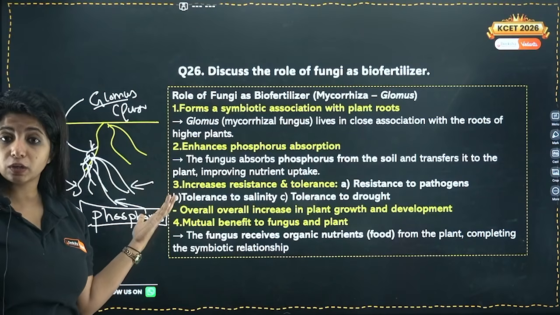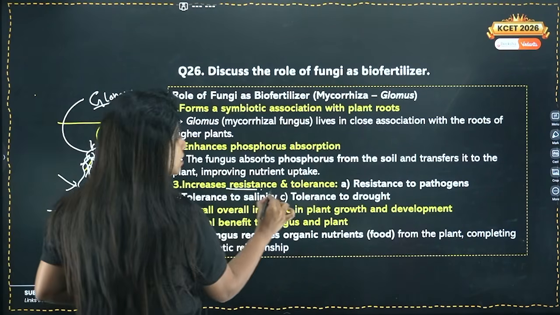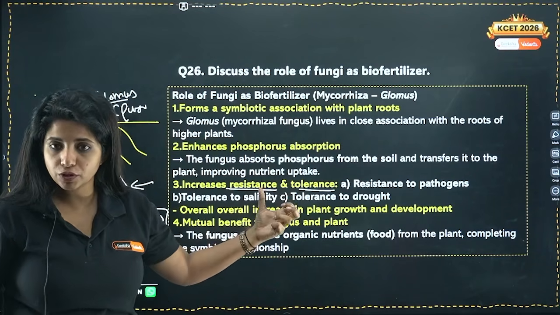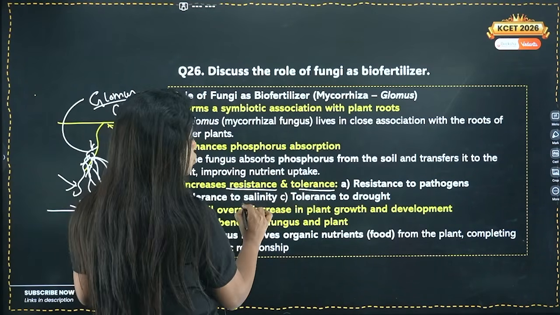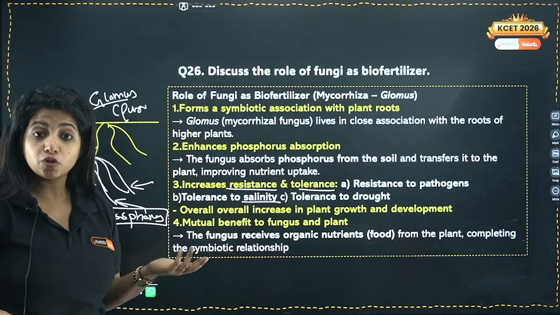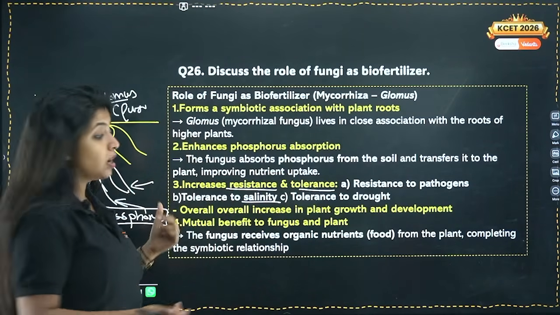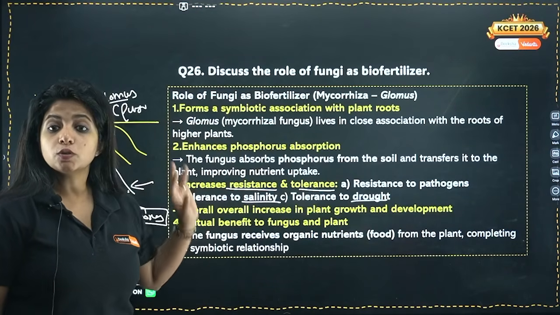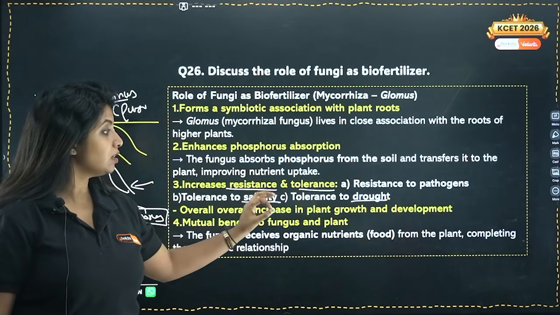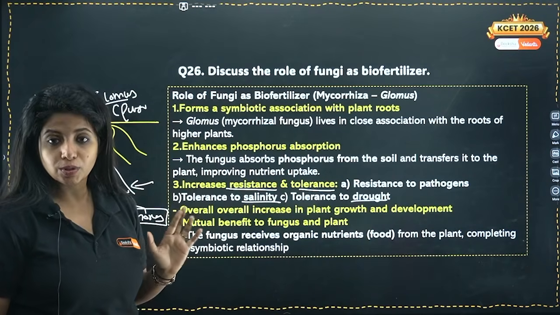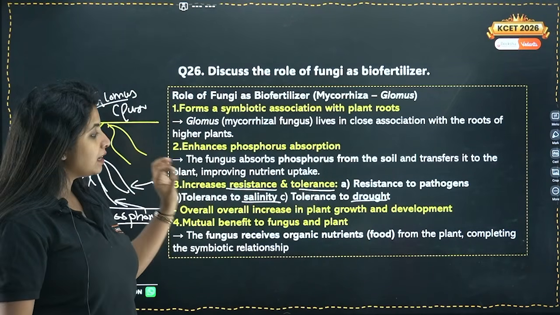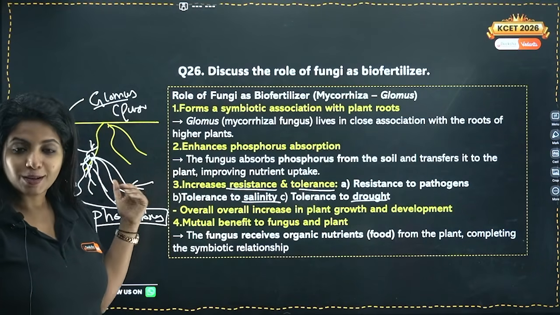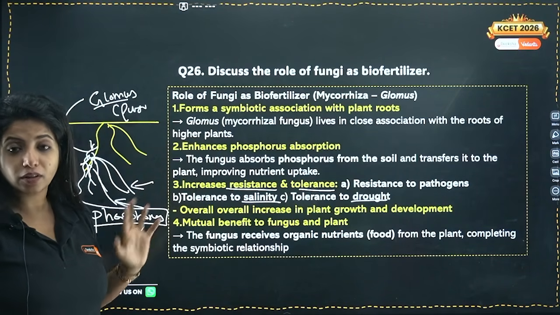But apart from that, let me tell you, they also help in increasing the resistance and tolerance. Resistance to what? Resistant to any pathogen that can be formed in the roots. Or tolerance to what? Tolerance to salinity. As in, if there is too much salt content, still the plant will be able to survive because of this. Tolerance to what? Tolerance to drought as well. Even when water is not there, it can easily survive. So resistance increases, and also tolerance increases. Apart from that, overall increase in the plant growth and development is also being managed by this particular fungi. So biofertilizer is there. Apart from that, a lot of other functions are also there.